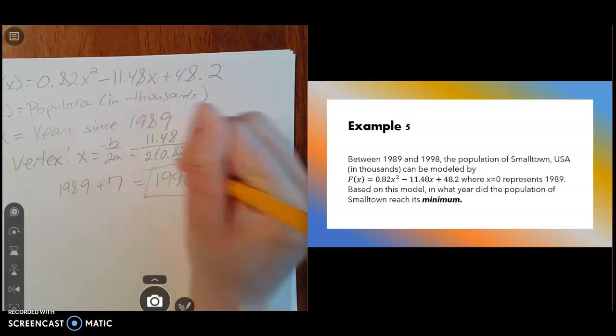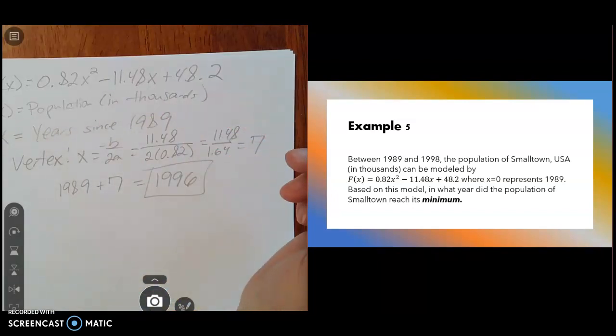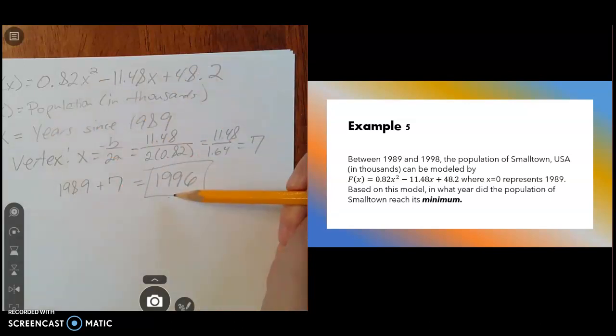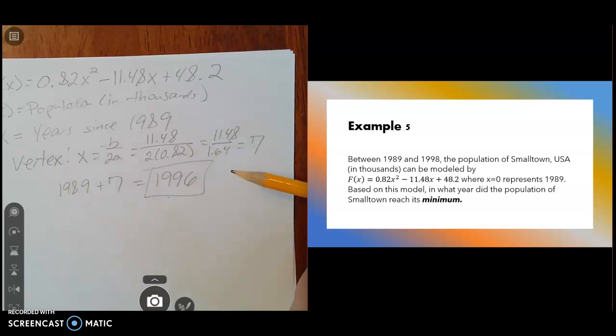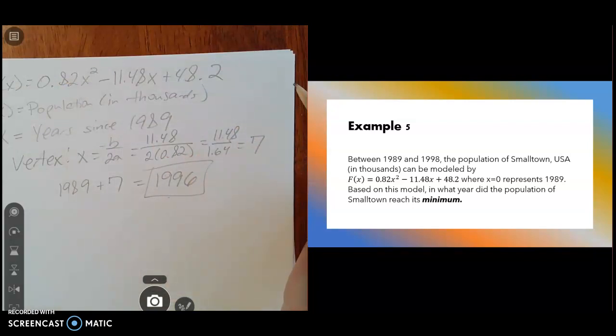And that is the only thing it asked for. It didn't ask for what the minimum population was. If it did, you would just plug 7 in for x into the equation. You would not plug 1996 in for x because that's not the x value. 7 is. If it asked for that population, you just substitute that in. But they only asked for the year, which we can get from the x value, and do a little bit of additional math for it.